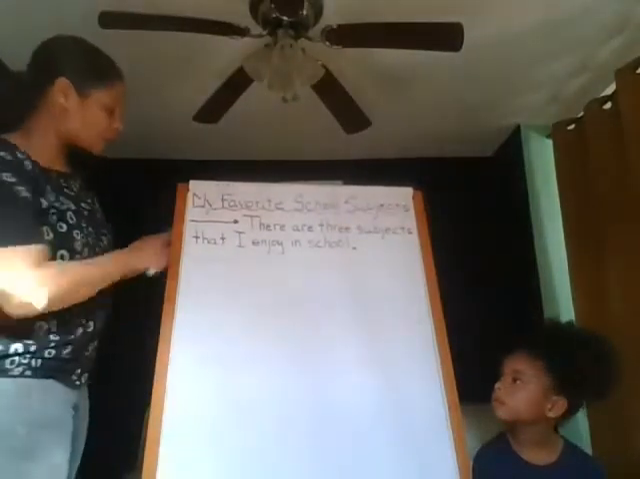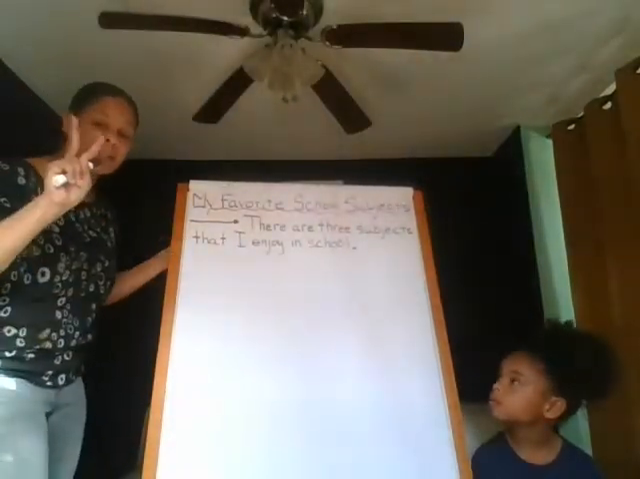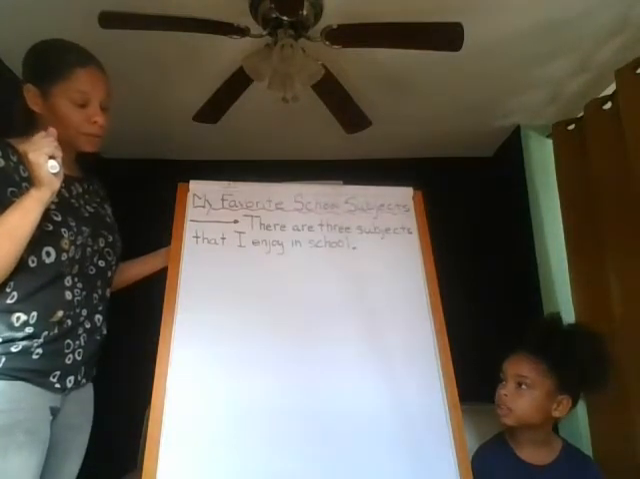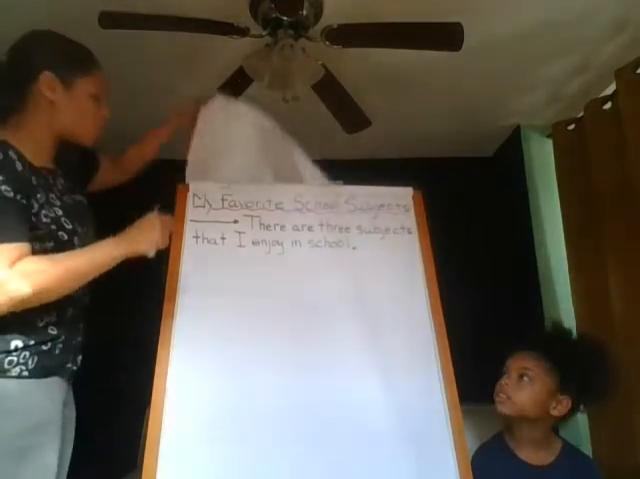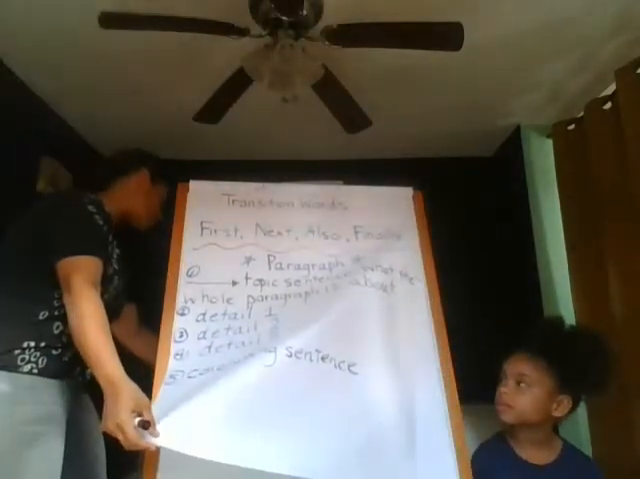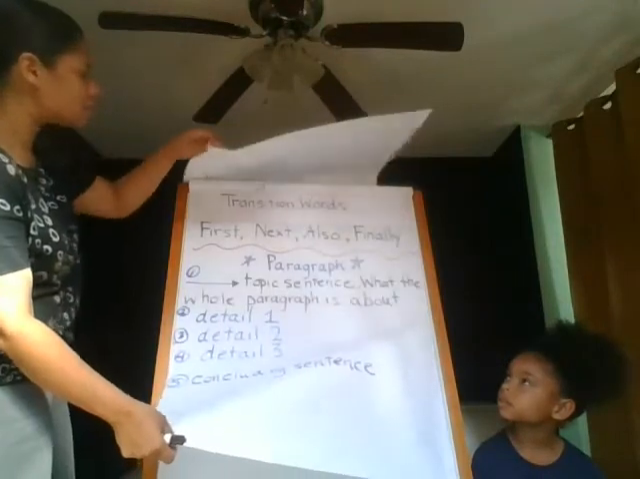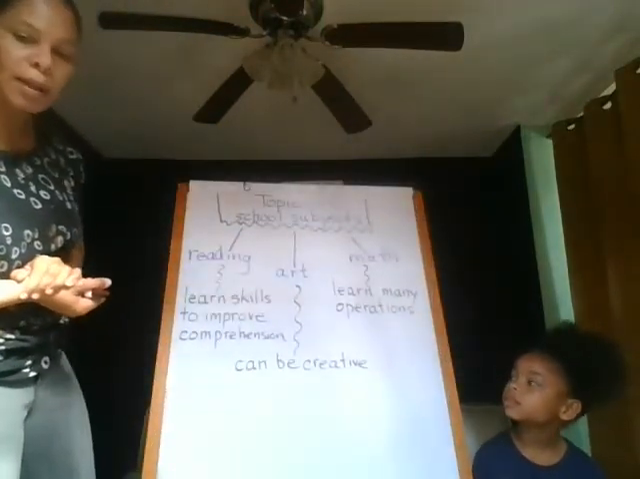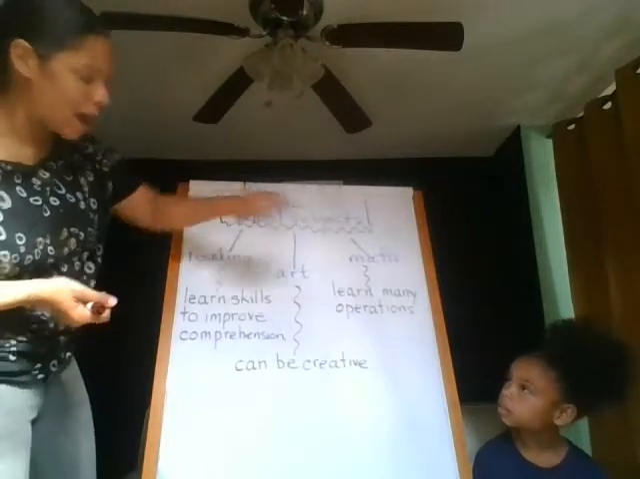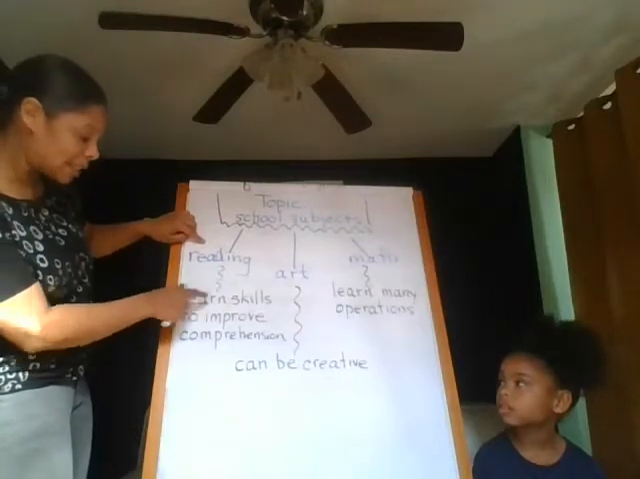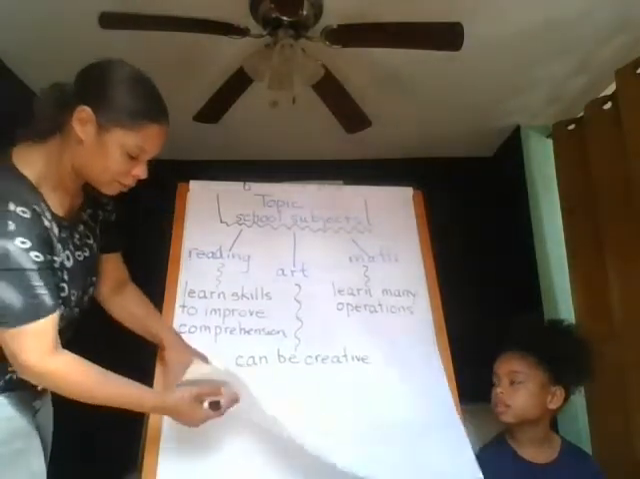Okay, so moving on. So we have our first sentence. Now we need sentence number 2. Do you remember what sentence number 2 is going to be about? It's detail. Which detail? Number 1. Supporting detail number 1. So let's go back. Supporting detail number 1. Which of these should we be talking about in supporting detail number 1? Which do you think? Reading, art, or math? Reading. Reading, because this one comes first. And then we have to say something about learning skills to improve comprehension.